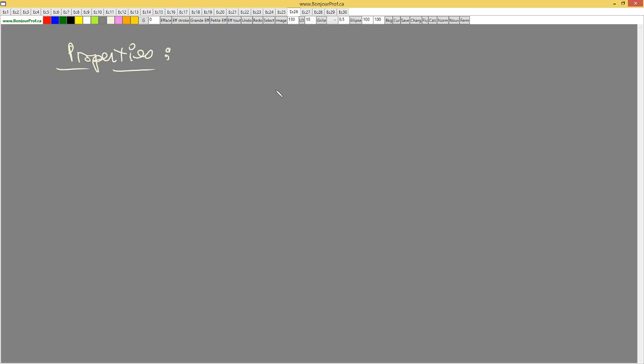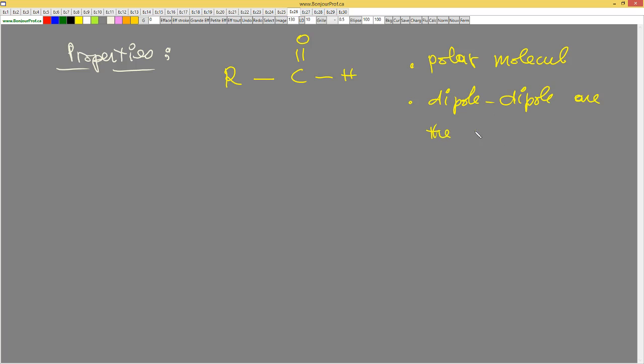To know the properties, you only have to say whether the molecule is polar or non-polar. The aldehydes have the function like that, the carbonyl and the H. This one is a polar molecule. It doesn't have an OH group. So what forces does it have? The intermolecular forces are dipole-dipole forces.